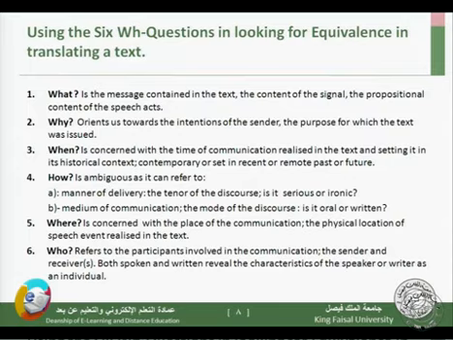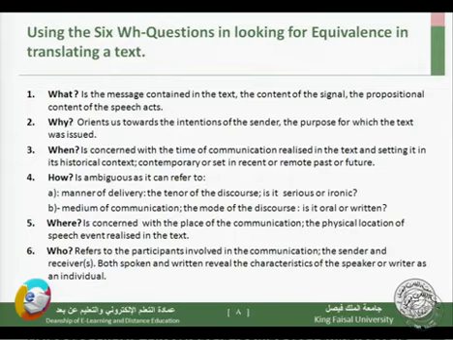Now, the last question, who, refers to the participants involved in the communication, the sender and receiver or receivers. Both spoken and written reveal the characteristics of the speaker or writer as an individual. In other words, when you translate, after you have read it, you ask yourself, who wrote it? What kind of person was he? Who is it addressed to? The receiver.